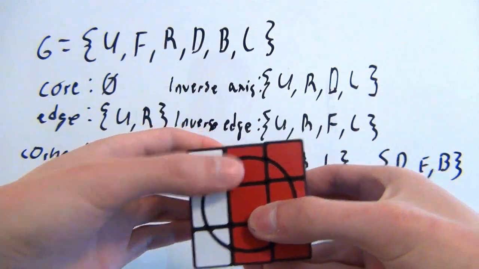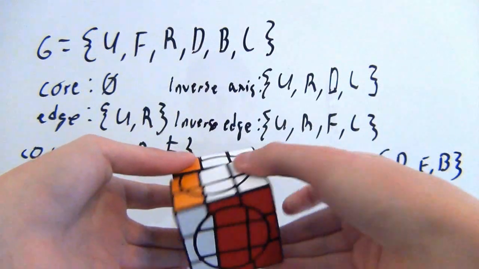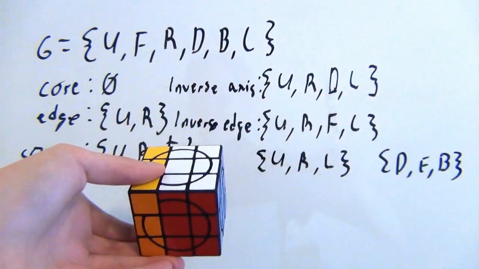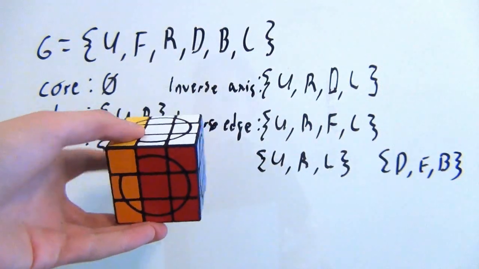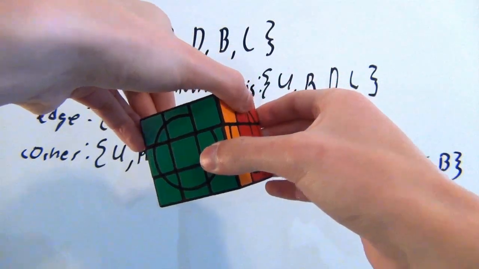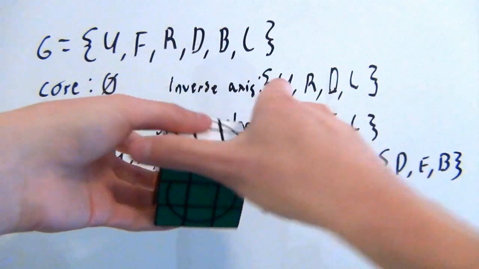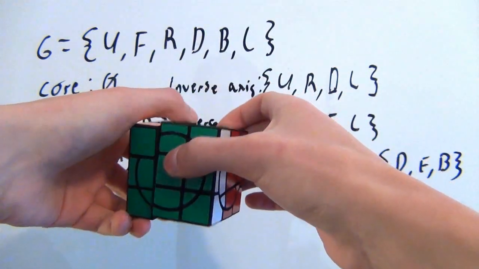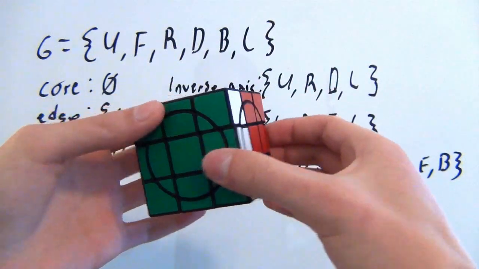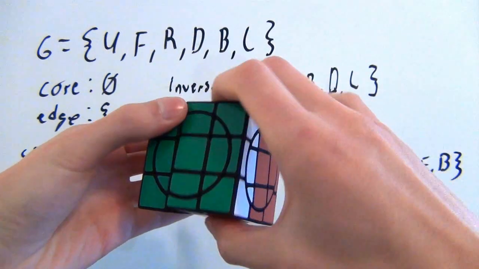Okay, so let's try it. So D, F, and B. And we want to look at what piece moves with those grips there. So let's look on the bottom here. So D, B, and F. You know, I think it might be this piece right here. So let's check. So D, yep, moves with that grip. F, yep, moves with that grip.